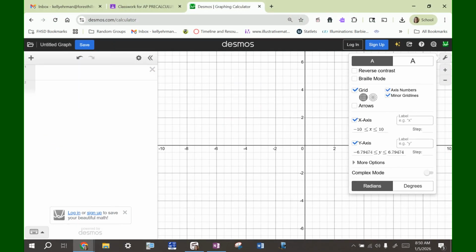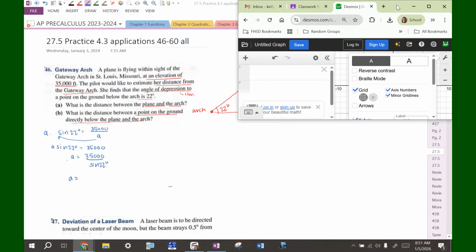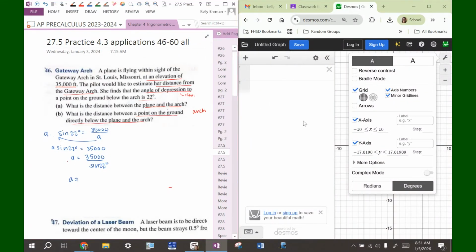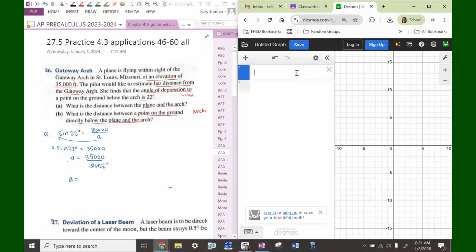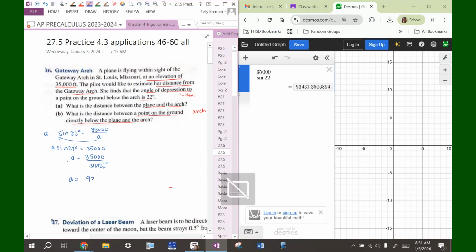Remember, in Desmos, the mode matters. So if you're not sure what mode you're in, you click the little wrench up here. And right now mine's in radians, so I need to change that to degrees because the angle I'm working with is in degrees. There we go. And so then I'm just going to type this in. So that was 35,000 divided by the sine of 22 degrees. So I get that A is 93,431.351, and that's measured in feet because the other distance was in feet.